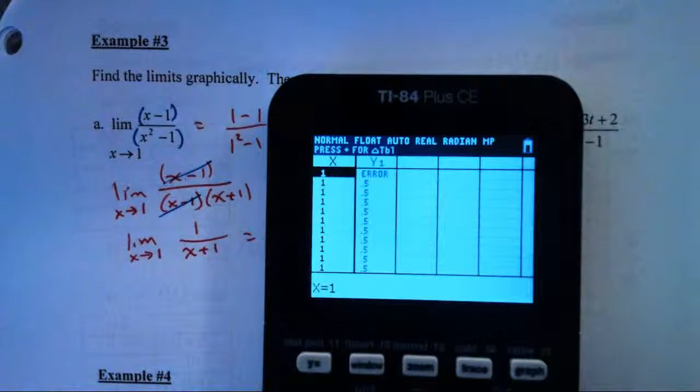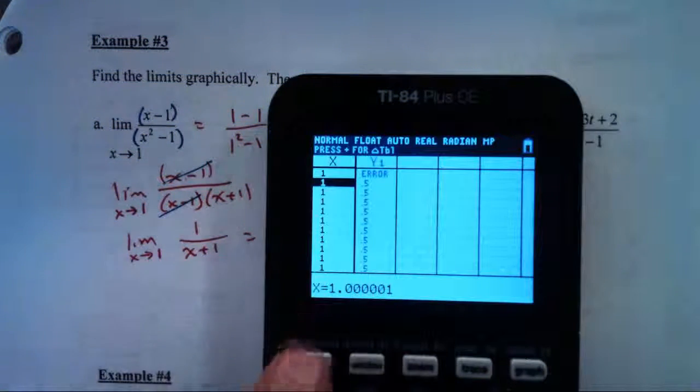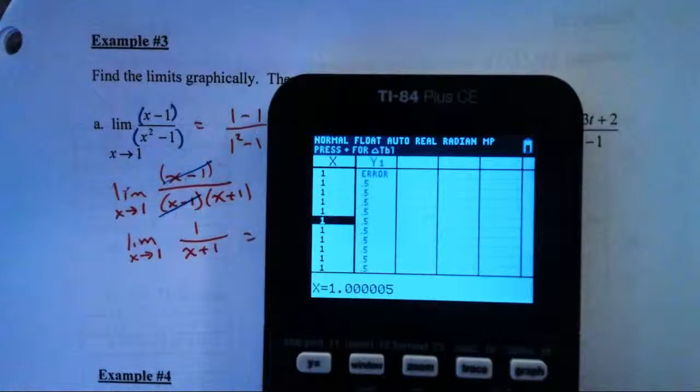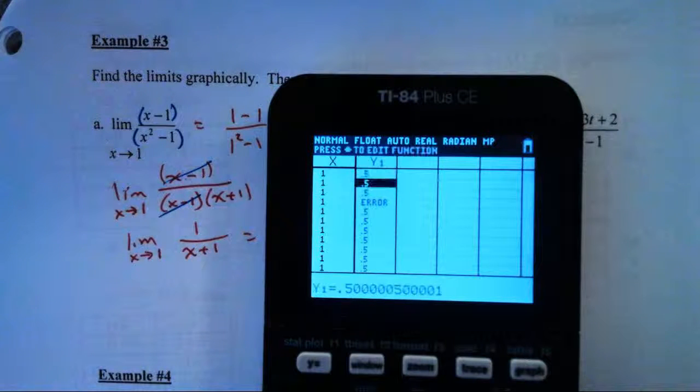And as I cruise down this table, you see I'm not really at 1. It's just rounded to 1. And I'm not really at 0.5 all the time. It's just rounding to that. But right here, I've got an error. And I'm going to go above. Oop, I got to go above by being over here in the X's. I go above those, and I see it's a little bit above 0.5. When I get to the other side of 1, it's a little bit below 0.5.